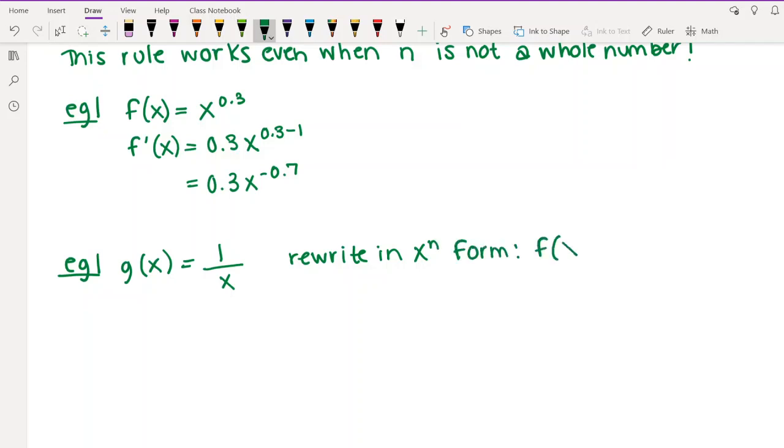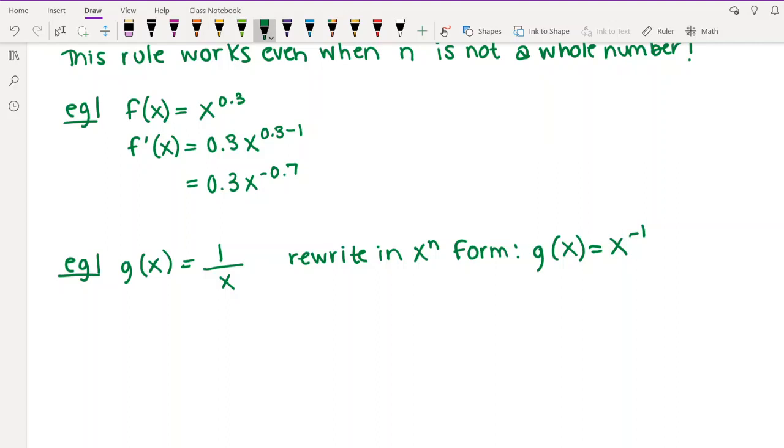So to be clear, we're not taking a derivative right now. All we're doing is taking this function and finding a different way to write it equivalently. And again, I'm calling it f of x when it's supposed to be g of x. So 1 over x, based on the rules that we just talked about on the past page, that's the same thing as x to the negative 1.